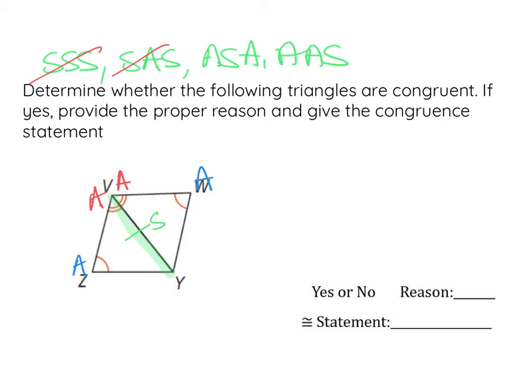So that's our side. Now we have to figure out, is it angle, side, angle or is it angle, angle, side? Remember we said when we're listing these, we go in order. If I look at those letters clockwise, it's going to go angle, angle, side. Same thing on the right triangle: angle, angle, side. So yes, my reason is angle, angle, side.